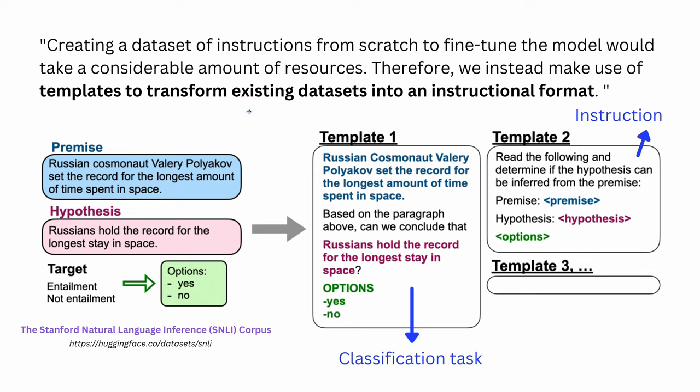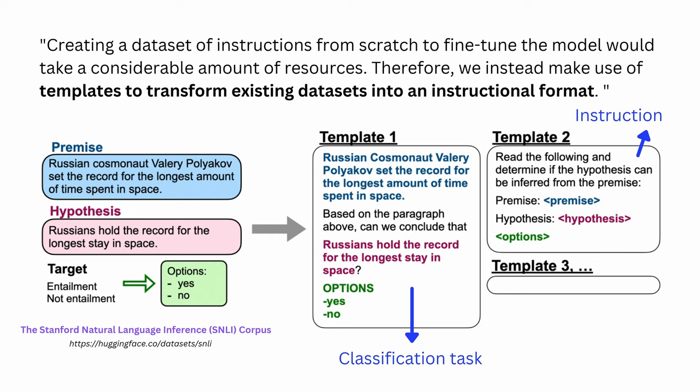So what they did is train, and I showed you in my video about T5 and then FLAN T5, that they fine-tuned it on an extreme amount of available data sets, for thousands of different tasks. Creating a data set of instructions from scratch to fine-tune the model would take a considerable amount of resources, Google writes here. Therefore, Google instead makes use of templates to transform existing datasets into an instructional format. Now you know where Self-instruct and Stanford Alpaca got their idea from, because it was here all along before.